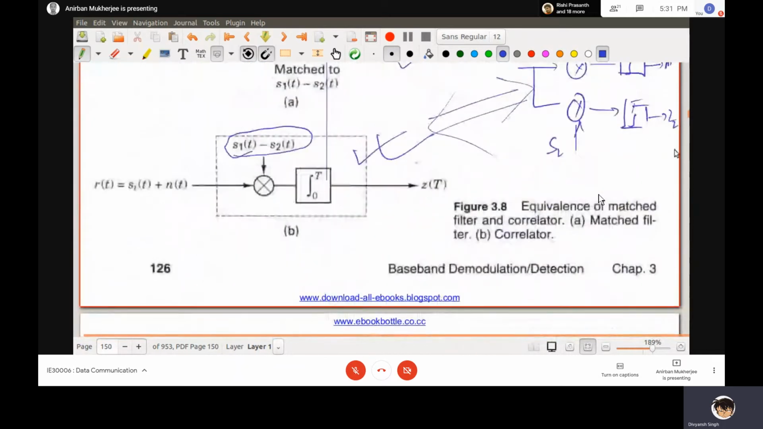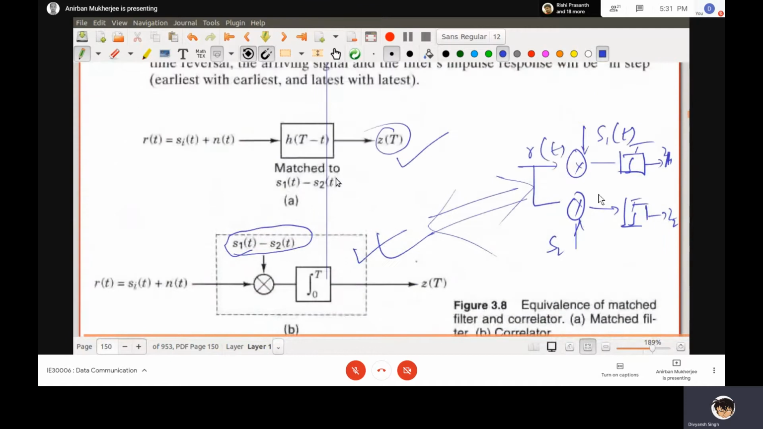This is my correlator structure. This is the standard matched filter. Say, matched to S1 minus S2, sometimes matched to S(t). Matched to S1 minus S2 means you actually have to do the S1 minus S2 here. Please remember here it is 0 to T and all these things.